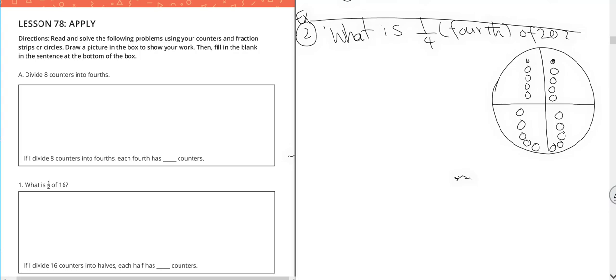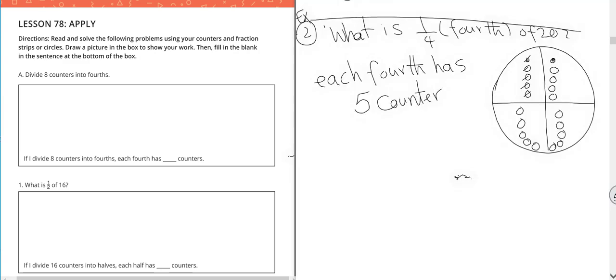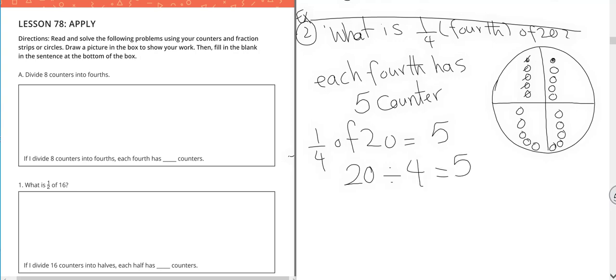So each fourth has how many counters? 1, 2, 3, 4, 5. I have 5 counters. So what is a fourth of 20? A fourth of 20 equals 5. We can write it as a division equation: 20 divided by 4 equals 5.